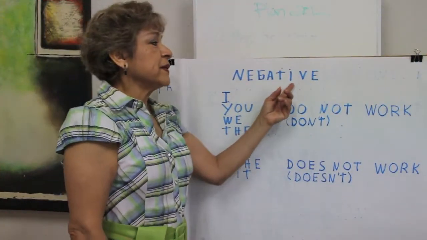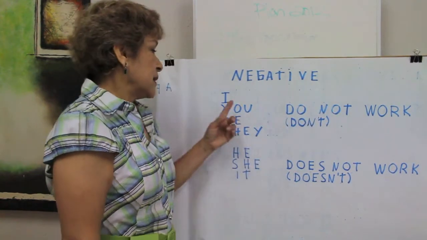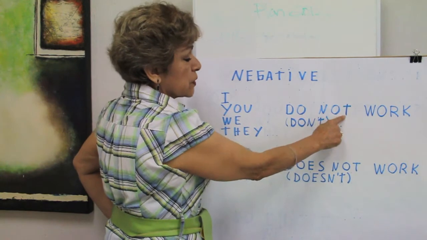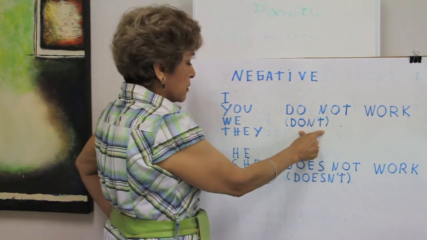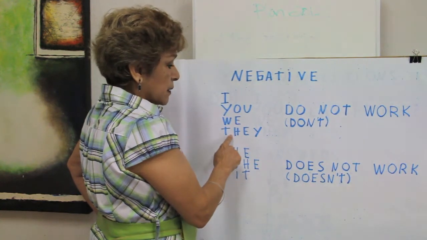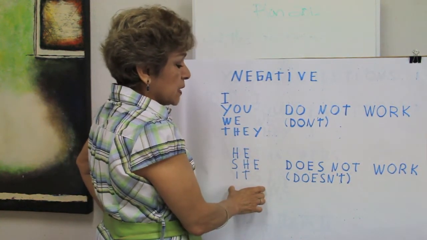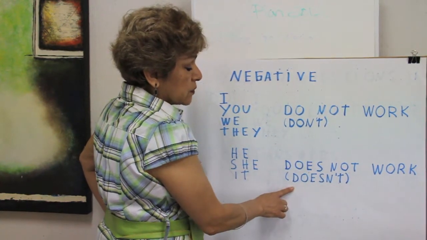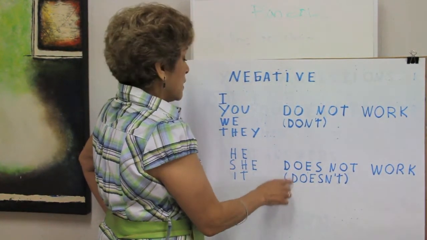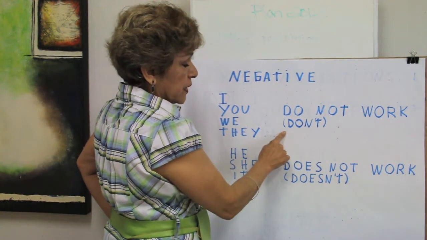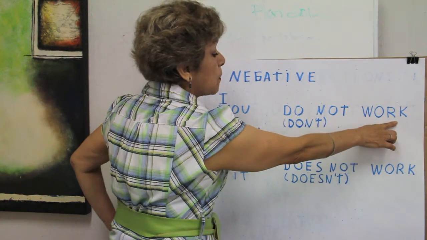We continue with negative in present tense. Here it is necessary to use the auxiliary do not, making the contraction don't, only for the subjects I, you, we, they. Third person singular, he, she, it: the auxiliary does not, and you make the contraction doesn't. Subject, here the contraction of negative and the simple verb.